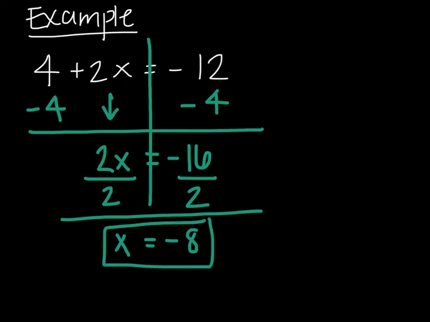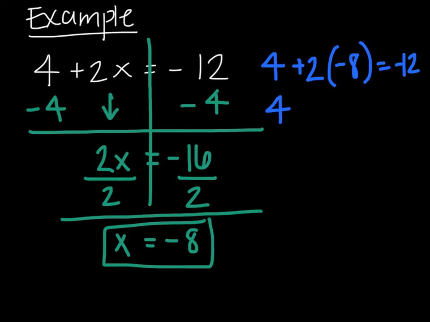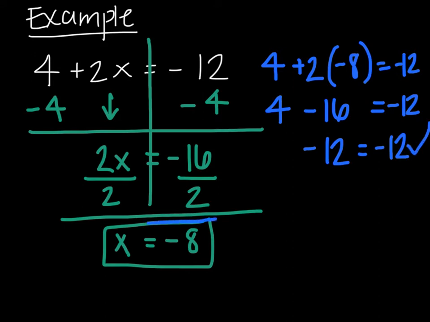My next step is just to check my equation and make sure I did it correct. To do that, I have to plug it back in. So I'll plug in 4 plus 2 times negative 8, and it should equal negative 12 if I did this correct. To evaluate, I'll take care of my multiplication first. 2 times negative 8 will give me negative 16. 4 minus 16 will give me negative 12, and I figure out negative 12 equals negative 12, which is true, so I checked it, and my solution, x equals negative 8, was correct.